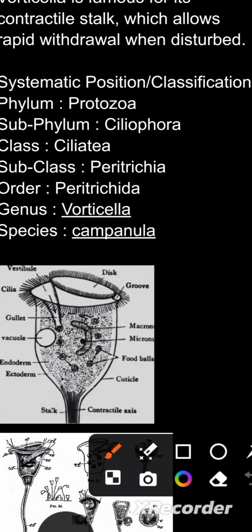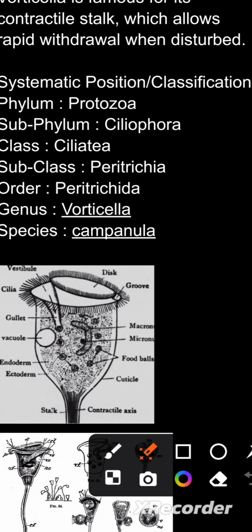Now, systematic position or scientific classification: phylum Protozoa, subphylum Ciliophora, class Ciliata, subclass Peritrichia, order Peritrichida, genus Vorticella, and species campanula.